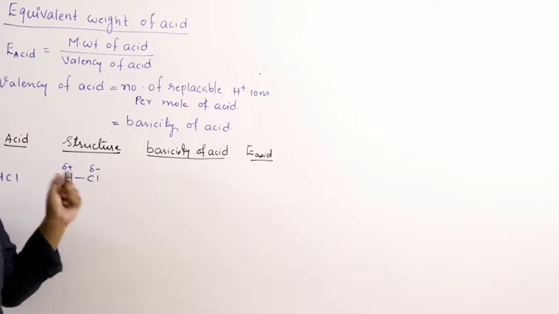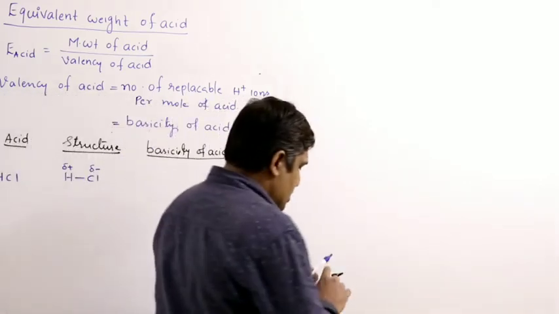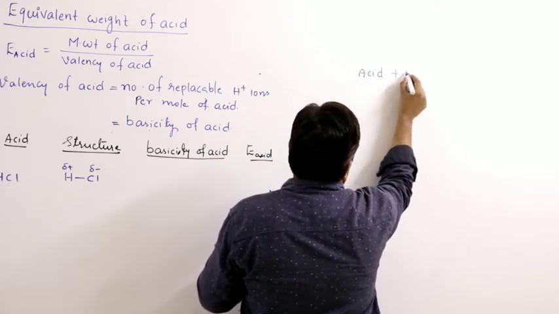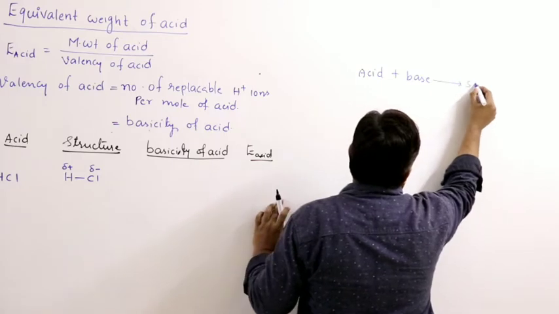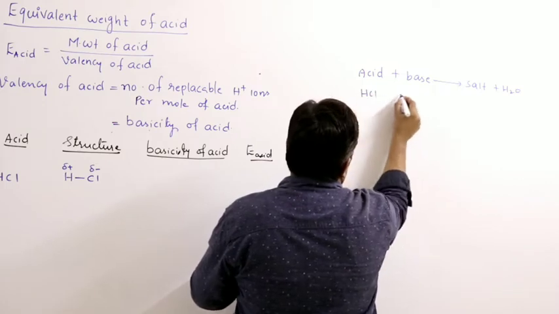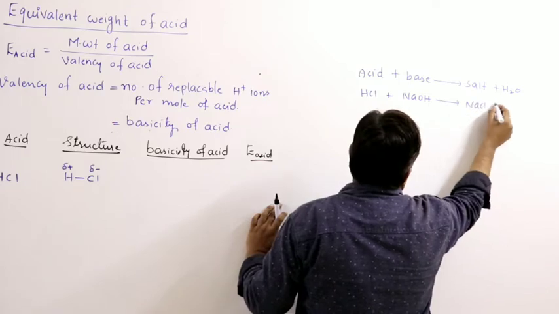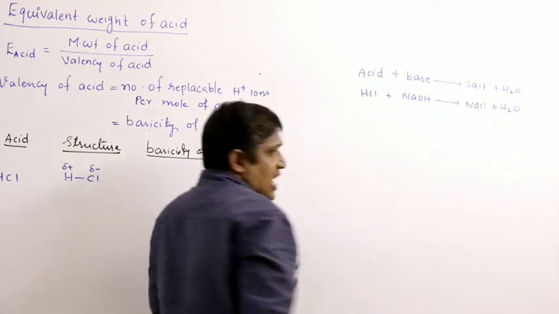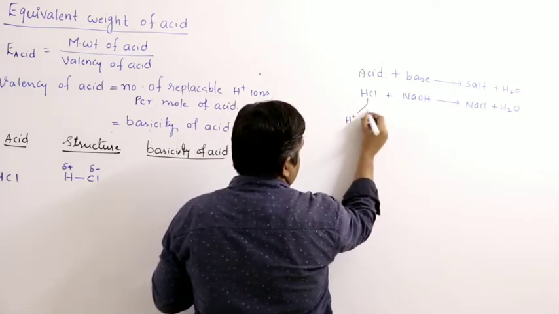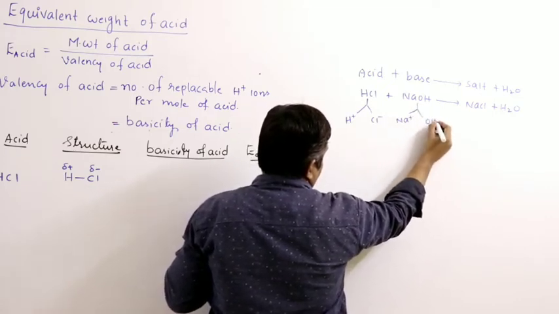From a molecule, how many H plus ions can I remove? 1 H plus. So what happens? See, neutralization reaction is nothing but reaction between acid plus base gives salt and water. Let us take one example. HCl plus NaOH gives NaCl plus water. So what is actually happening here? From HCl what we get is H plus and Cl minus. From NaOH, when you dissolve in water, this is how they dissociate.